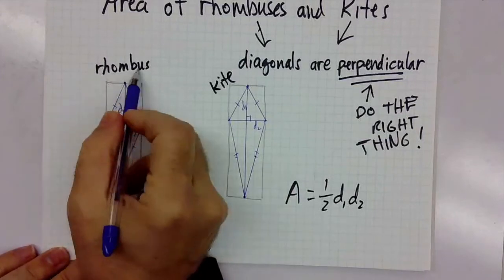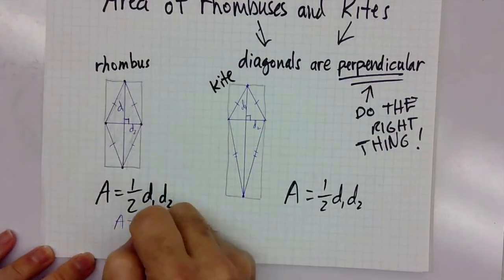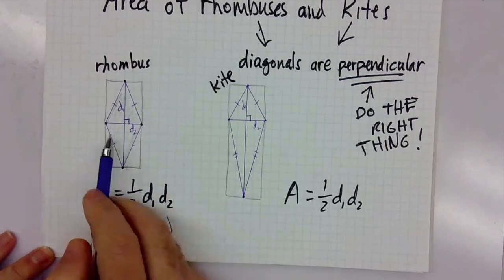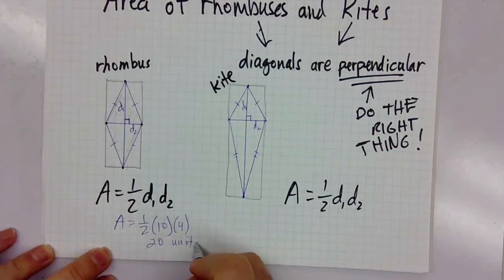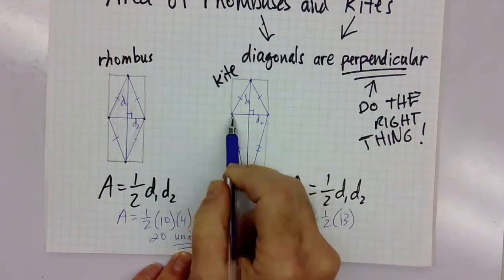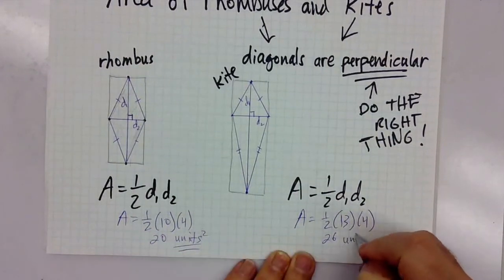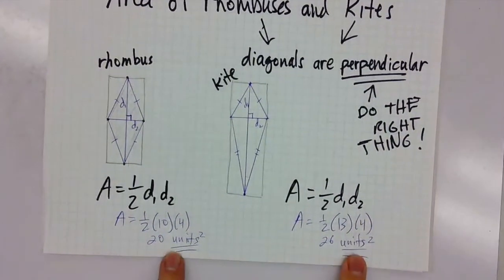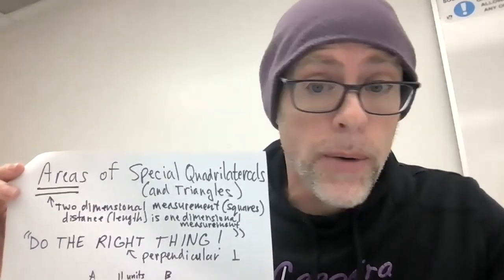The area of my rhombus is diagonal 1, which is 10. So that would be 1/2 times 10. Diagonal 2 is 4. Half of 10 is 5 times 4 is 20 units squared. For the kite, it's times the other diagonal, which is 4. Half of 4 is 2 times 13 is 26 units squared. Okay, so guys, please, do the right thing.